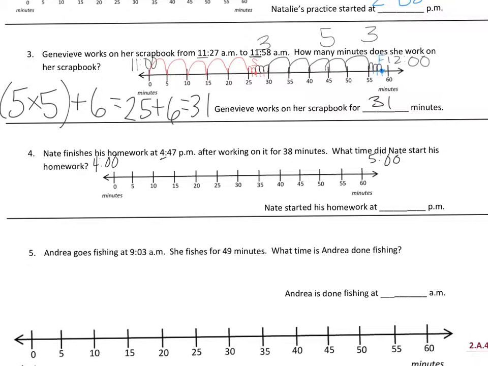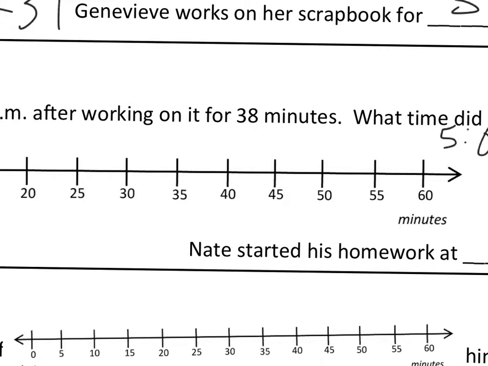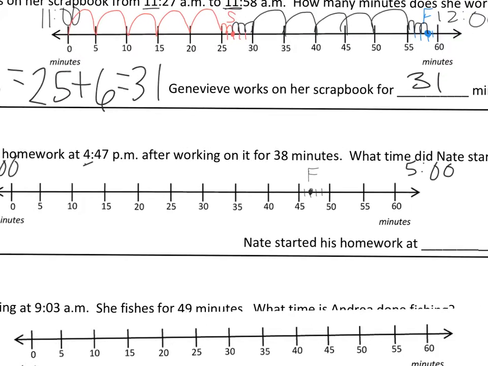Where would I find 47 minutes on my number line? Well, I know it has to be either in 40 to 45 or 45 to 50. So if you count 40, 41, 42, 43, 44, 45, that's not in there. 45, 46, 47, 48, 49, 50. So it's going to be in between 45 and 50. 45, 46, 47. So right here is what time Nate finishes his homework.